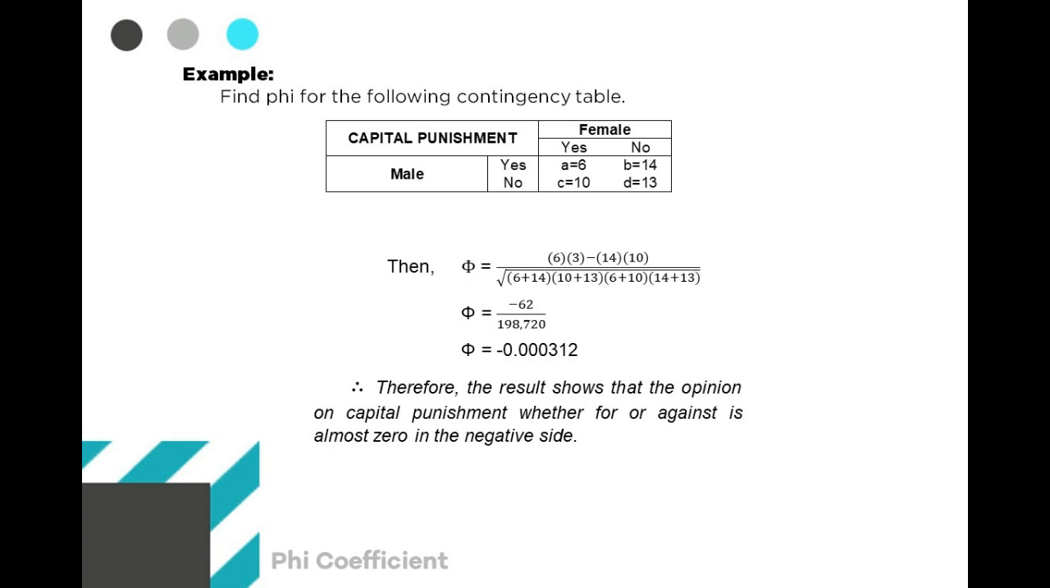We have the Pearson's r, the Spearman's rank, the point-biserial correlation, and the last one is the phi coefficient.